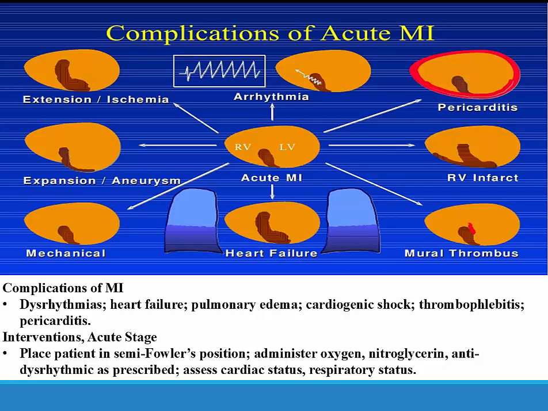Complications of an MI are dysrhythmias, heart failure, pulmonary edema, cardiogenic shock, thrombophlebitis, and pericarditis. Interventions in the acute stage are to place the patient in a semi-Fowler's position, administer oxygen, nitroglycerin, and antidysrhythmics as prescribed, and assess the cardiac and respiratory status.